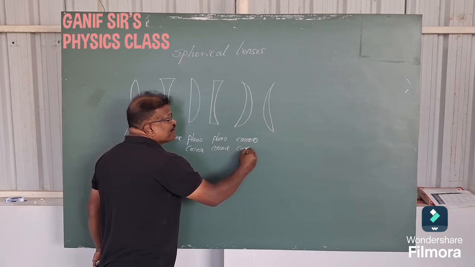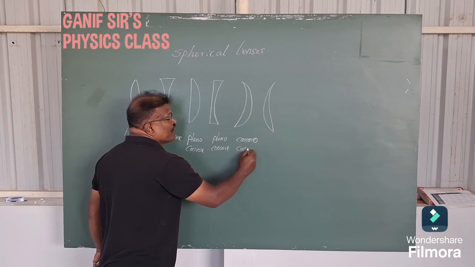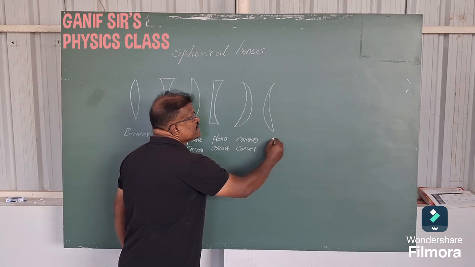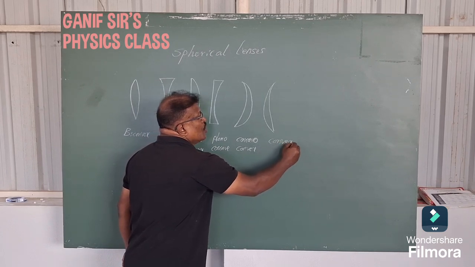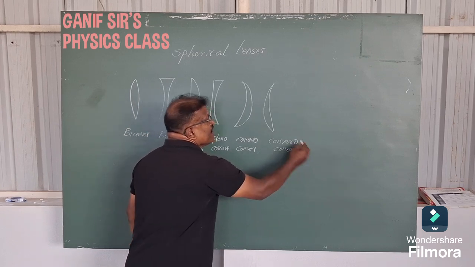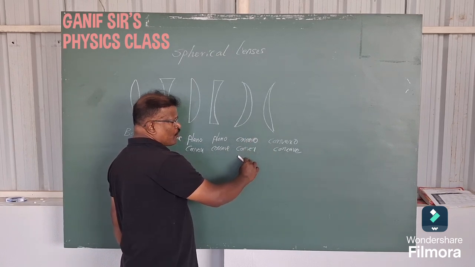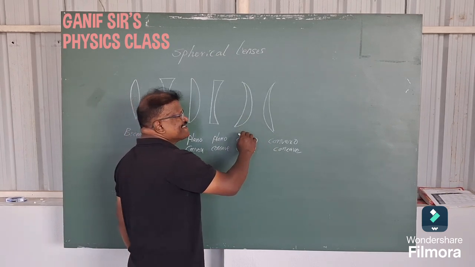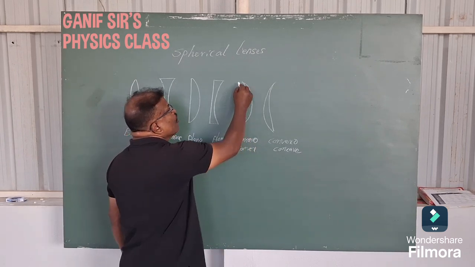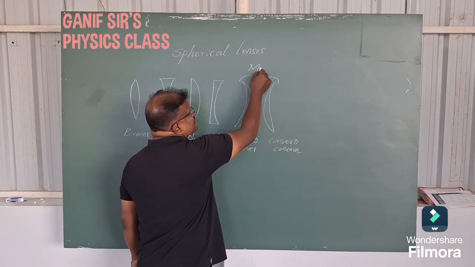concavo-convex lens because the first surface is concave and the second surface is convex. So I can call this a concavo-convex lens, and I call this a convexo-concave lens. But concavo-convex or convexo-concave, both are the same. It differs only in its position. And I call these two lenses meniscus.